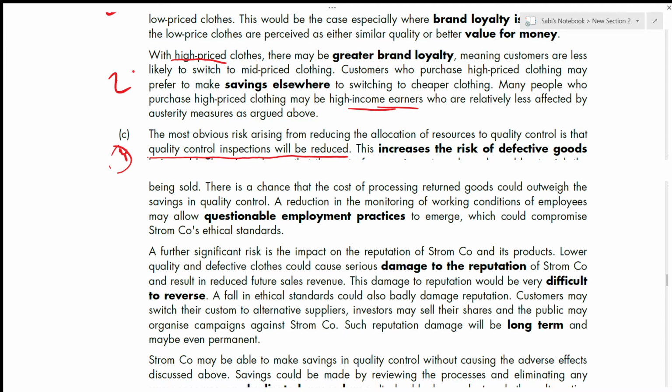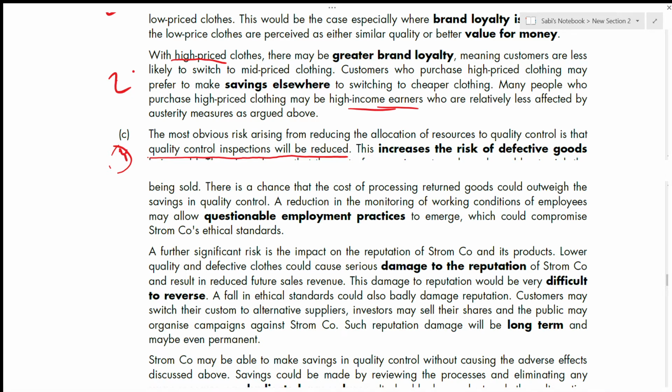Always ask this question: what if this happens? What if this happens? Always ask this question and answer. So what if quality control inspections will reduce? What happens? This increases, it is in bold, so I'm not underlining it. It's important that you have to include these words, right? This increases the risk of defective goods. Whenever your quality control inspections reduce, of course your risk of defective goods will increase, right?